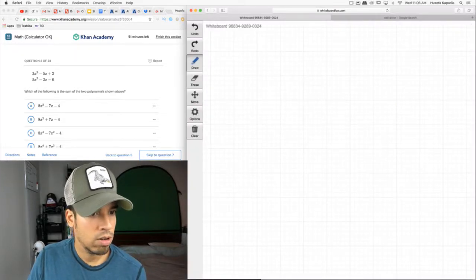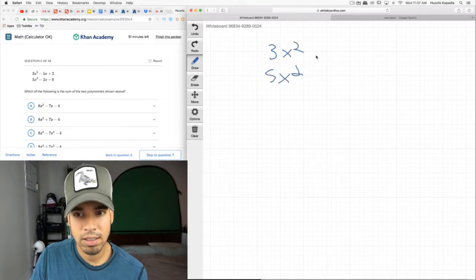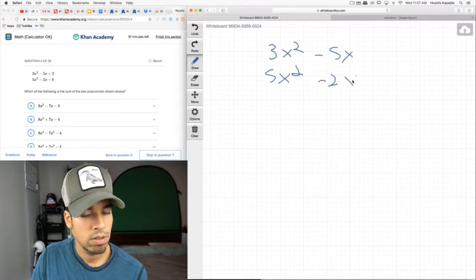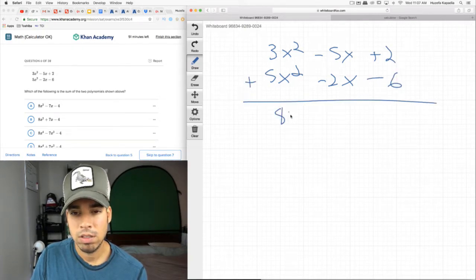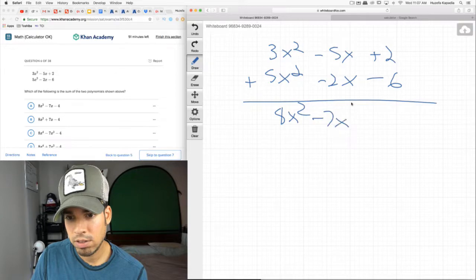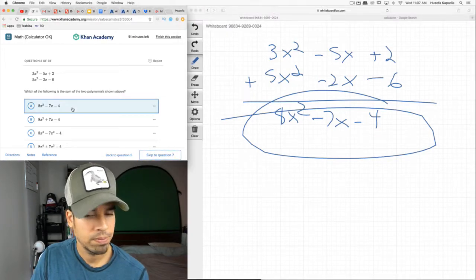Which finding is the sum of the two polynomials shown above. Let's add them up. And I like how they stacked them, makes it easier. This is 8x squared. This is -7x. 2 plus -6 is -4. Boom. 8x squared minus 7x minus 4.